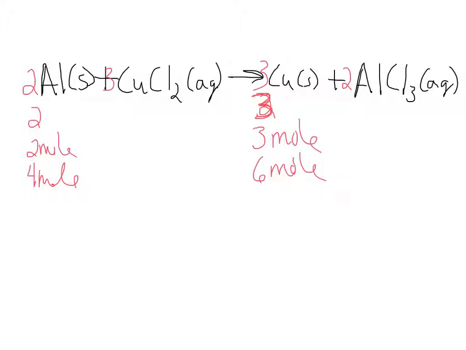Alright, what about this? If we had 4 grams of aluminum, would that produce 4 grams of copper? No, and the reason is they weigh different amounts. So what we're going to have to do in this case is convert grams to moles, then go from moles of one compound to moles of the other using what's called the mole ratio, and then finally back to grams.